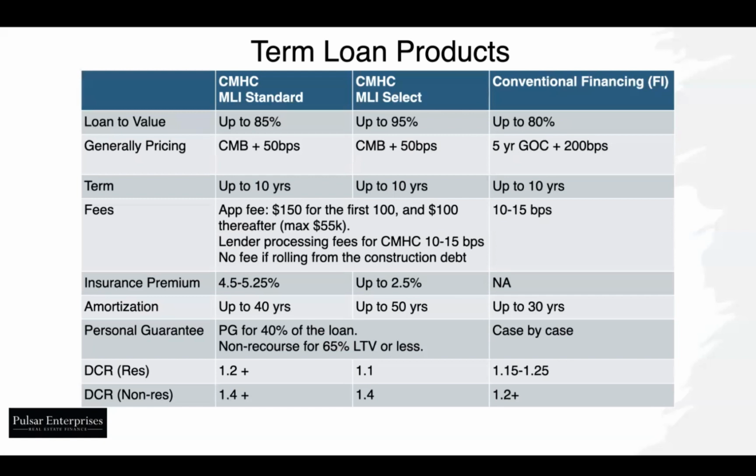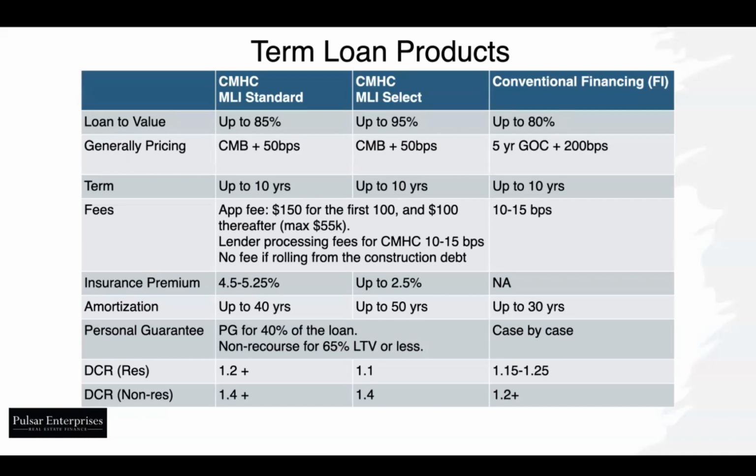Terms. All these programs will give you up to 10 years for the mortgage term. The CMHC programs we're seeing are mostly 5 years or 10 years. Bank financing, we're seeing 5 years, 7 years, and some financial institutions will offer you 10 years as well.